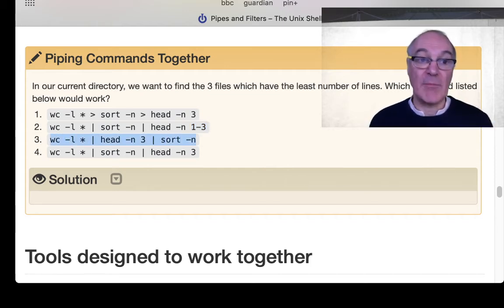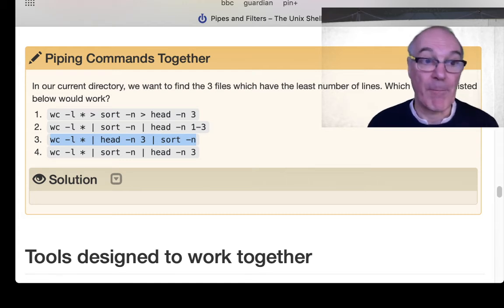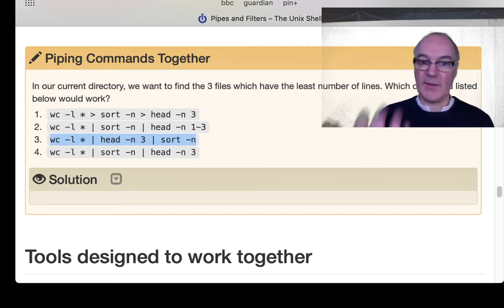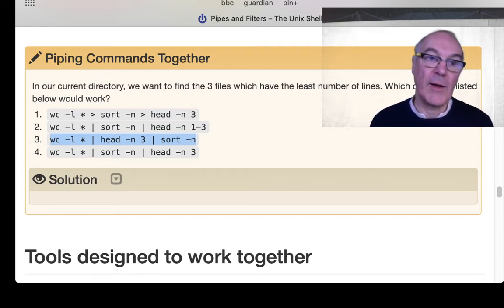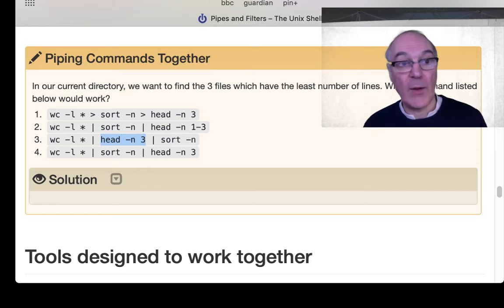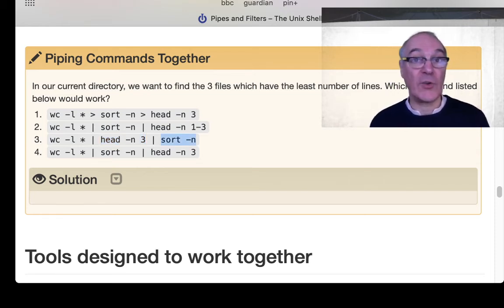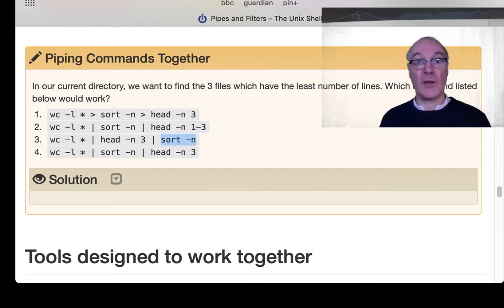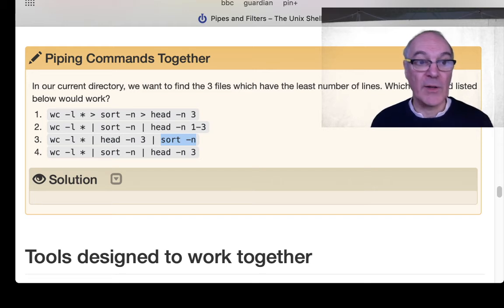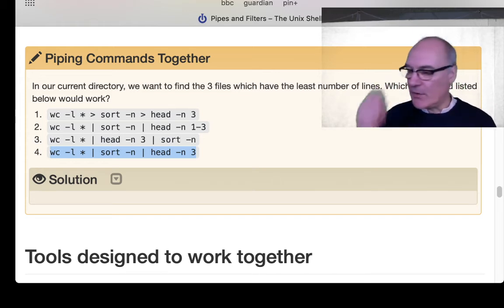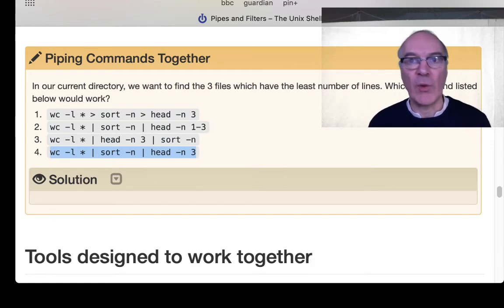This next one has the correct three commands in the wrong order. So what would happen here is wc would produce these six lines of output. Head would then take the top three of those in whatever order they are, unsorted, and sort would then sort those three lines. So that wouldn't produce an error, but it would produce the wrong output. And the last one is the correct answer. So it's good to think through. Afterwards, think through those four possibilities and make it clear in your head why the ones that are wrong are wrong.